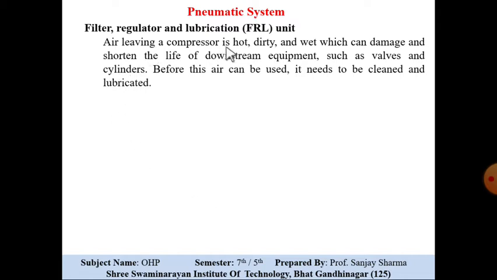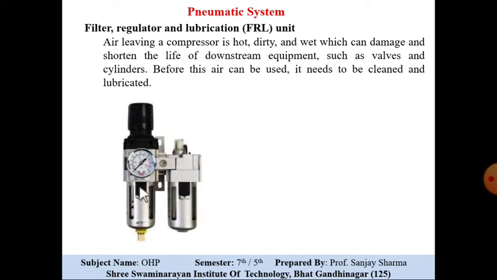Now air leaving the compressor is hot, dirty and wet. We know that whatever air is released from the compressor might be hot, it might be dirty because of dust and contamination of dirt, and contain some moisture also, which can damage and shorten the life of downstream equipment such as valves and actuators, that is cylinders. So before this air can be used, it needs to be cleaned and lubricated, so that the life of whatever equipment is used in the pneumatic system increases.